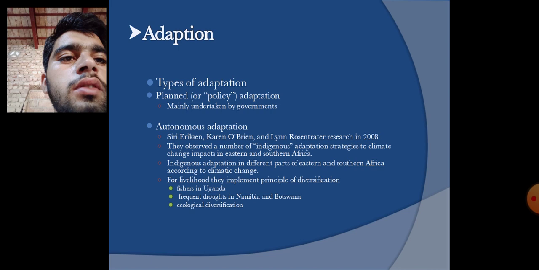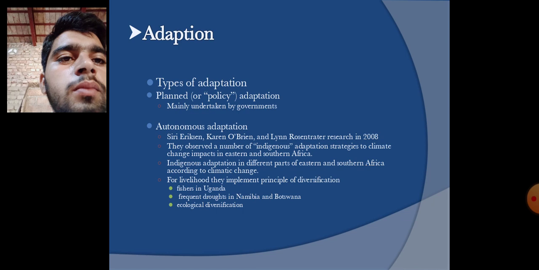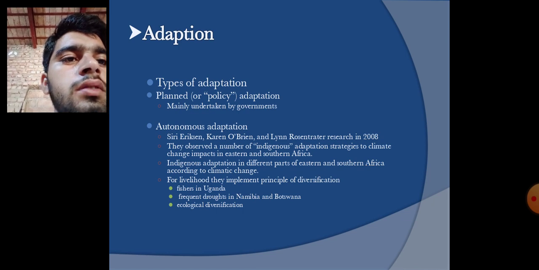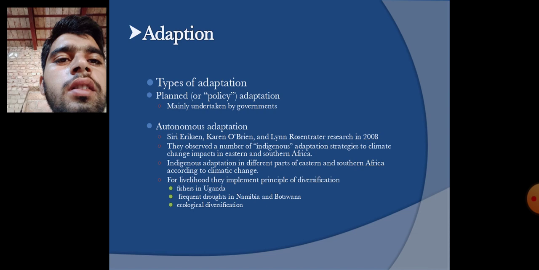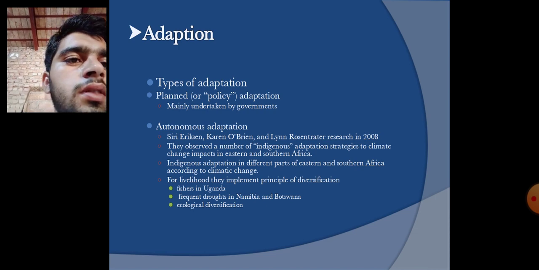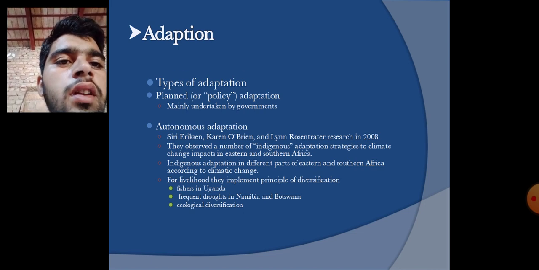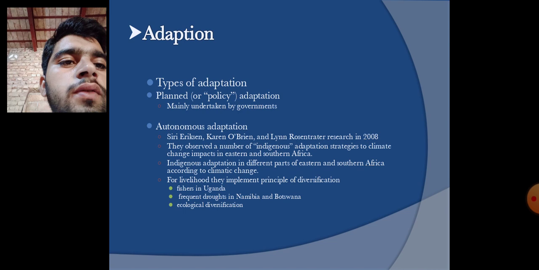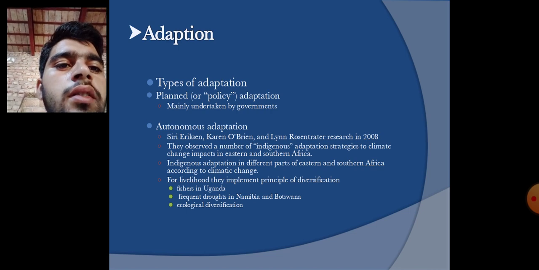In a 2008 study, they observed a number of indigenous adaptation strategies to climate change impact in eastern and southern Africa. Indigenous adaptation in different parts of eastern and southern Africa according to climate change. For livelihood, they implement the principle of diversification: fishers in Uganda, and farmers in Namibia and Botswana.